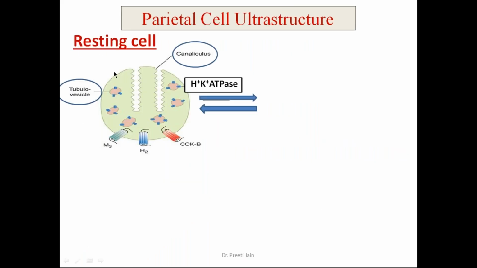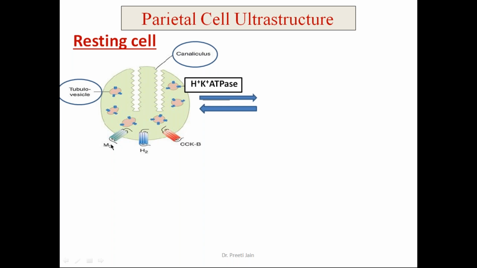This shows you a resting cell, a parietal cell. This is a resting cell. You can see that there are tubulovesicular structures present in the cytoplasm, and these tubulovesicular structures have the hydrogen potassium ATPase, which is a key player in the secretion of HCl, right? So hydrogen potassium ATPase is also known as a proton pump, because the hydrogen ion is a proton, so it is also known as a proton pump, right?